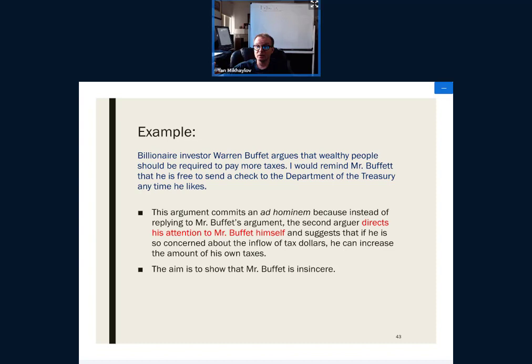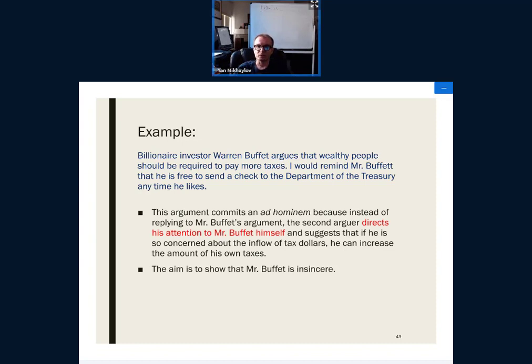Another slightly different example of the same argument, something like this. Billionaire investor Warren Buffett argues that wealthy people should be required to pay more taxes. I would remind Mr. Buffett that he is free to send a check to the Department of Treasury anytime he likes. So, if he thinks it's a good idea, he should do it. But why is he telling us to do it?